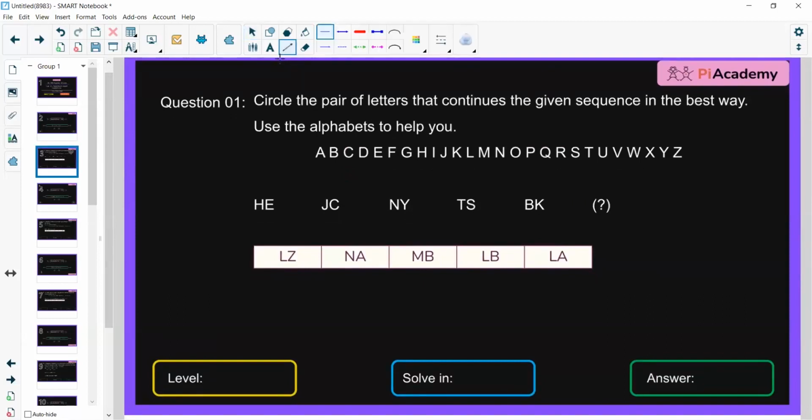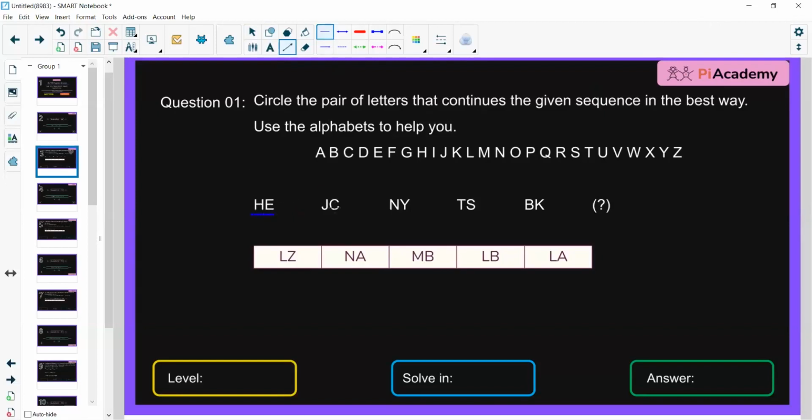Circle the pair of letters that continues the given sequence in the best way. Use the alphabets to help you. So here you are already given the alphabets in the order, so you can easily take a look and try to solve this series of questions. Okay, so here the sequence which we are given first is HE.